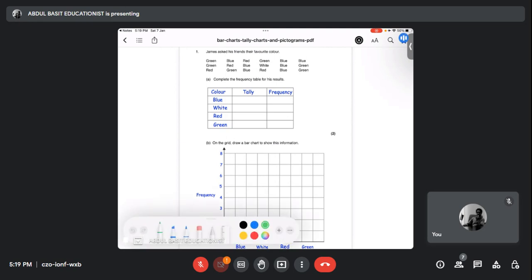In the beginning, you just have to know what a tally table is. James asked his friends their favorite color. So there were a few friends, and they said what their favorite color is. Blue is the favorite color of how many? We have to check first. Start with blue. Cross blue, then draw a line here. Then the second blue, draw the second line. This is the third, and that's the fourth one. For the fifth one, draw a line across, so it's a bunch of five now. Then the sixth, and that's seven. So there are seven in number.